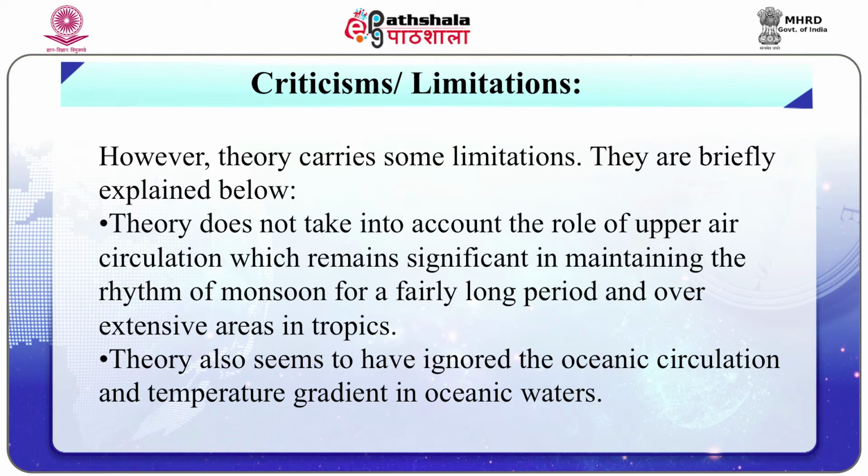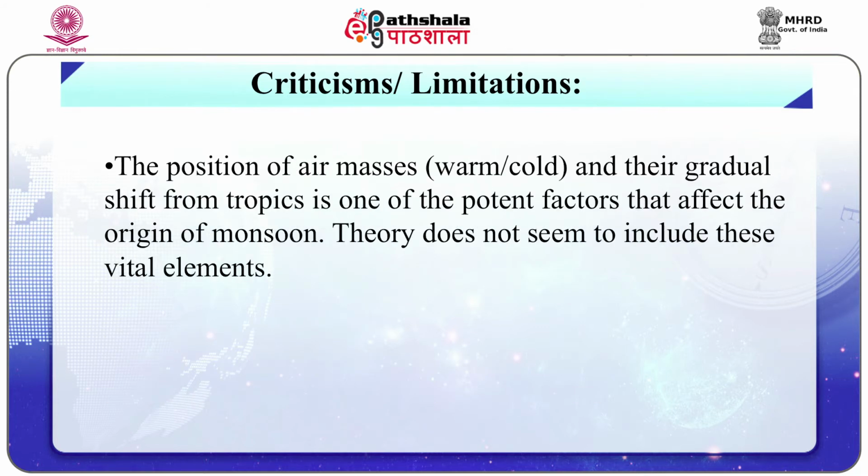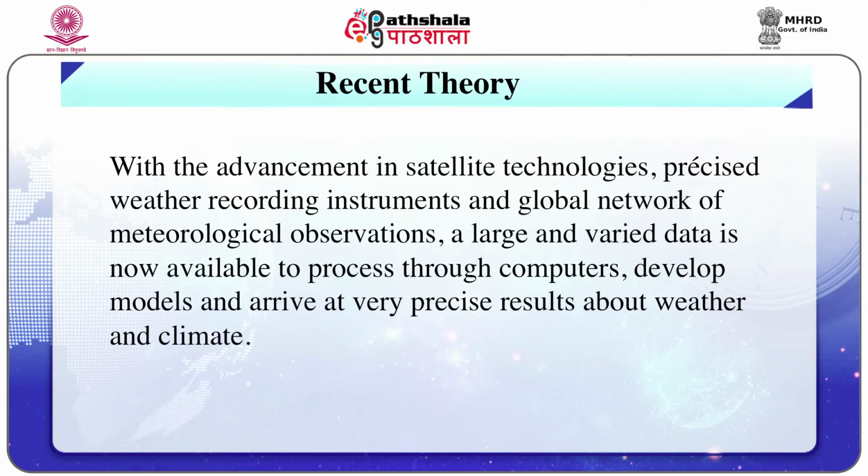The theory does not take into account the role of upper air circulation, which remains significant in maintaining the rhythm of monsoon for a fairly long period of time and over extensive areas in the tropics. The theory seems to have ignored the oceanic circulation and temperature gradient in oceanic waters. The position of air masses, warm and cool, and their gradual shift from the tropics is one of the potent factors that affect the origin of monsoon. The theory does not seem to include those vital elements. Now, the third theory, that is the recent theory.